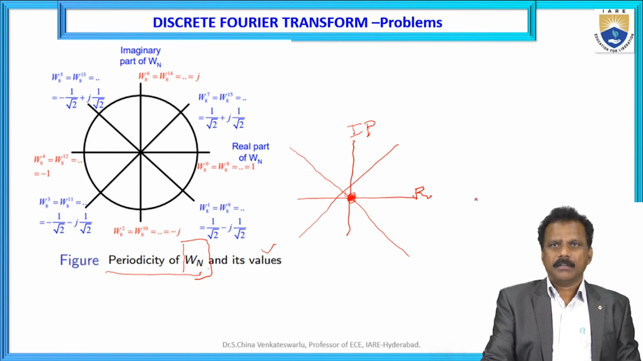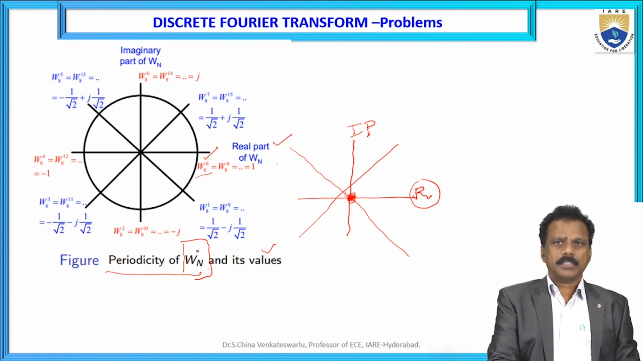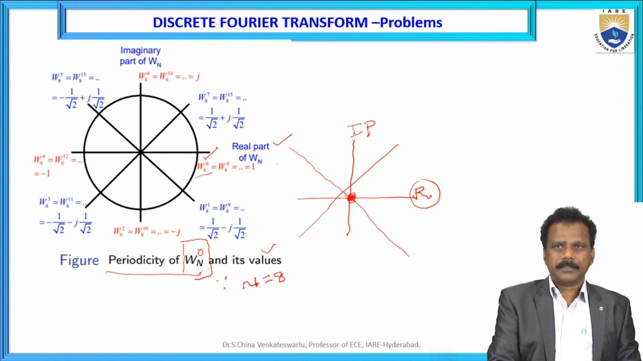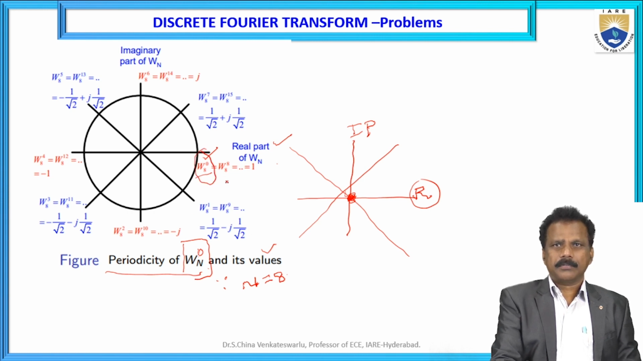You can consider where it is mentioned: real part of Wn, real part of W1. W8^0, in this case W8^0, since capital N, as per the previous example, capital N is given as 8. That means W8^0 is equal to 1.